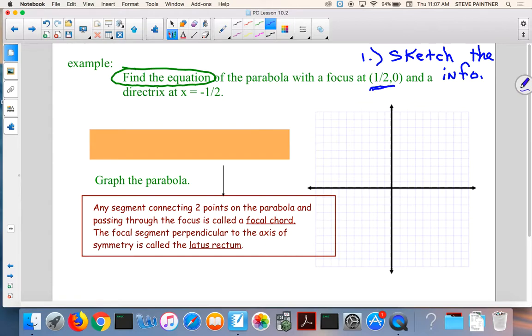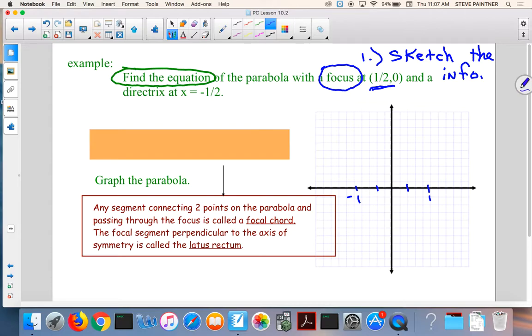1/2, 0. That's the focus. And focus is a point. So I think you guys should just make up your own grids. Maybe do every 2 squares or every 2 intervals as 1 unit, okay? I think you should do that. Otherwise, it's going to get too crowded for you.